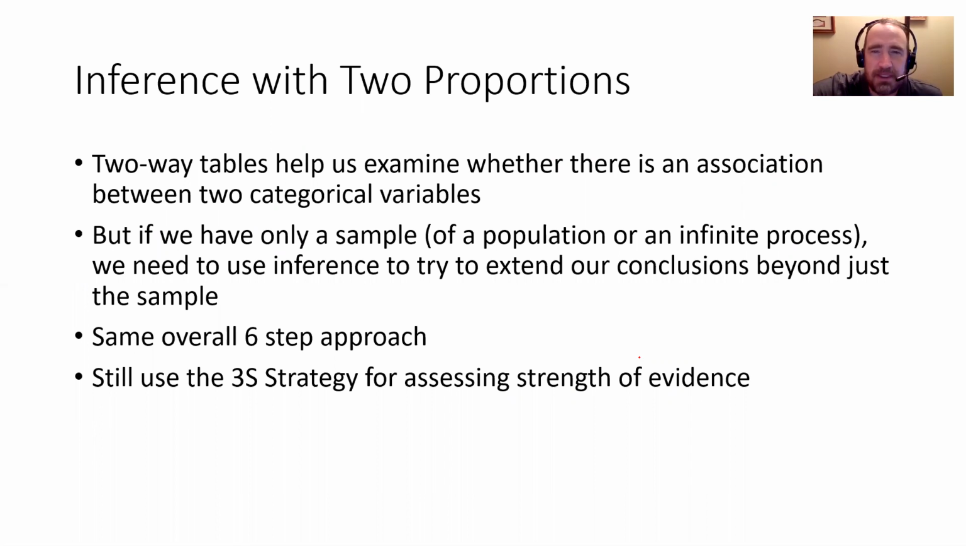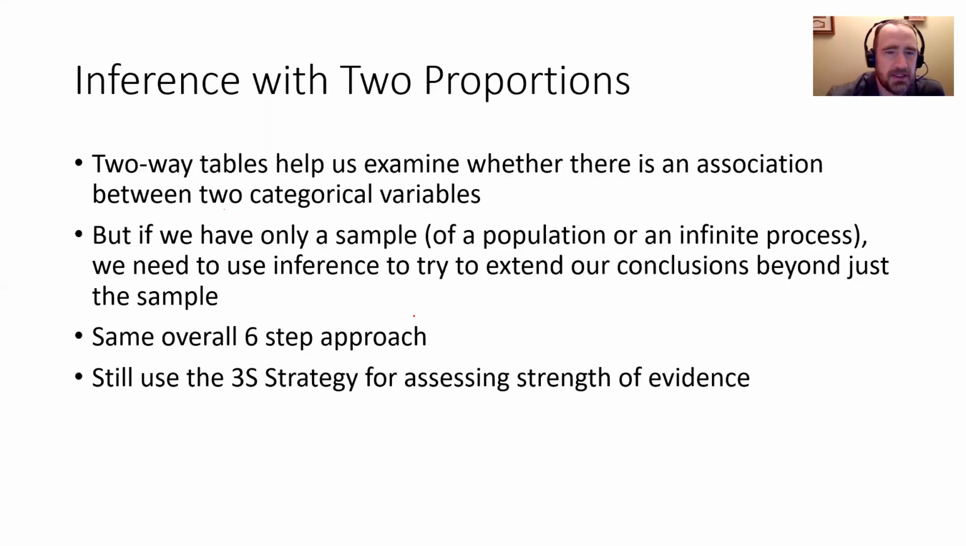Two-way tables help us examine whether there's an association between two categorical variables. If we have a scenario where we've got two categorical variables and we want to explore the data, we can look at a two-way table and think about, are those two variables associated? If we only have a sample from a population or an infinite process, we're going to need to use inference to try to extend our conclusions beyond just a sample. That's what statistical inference is. Take results from a sample, try to make conclusions about a bigger population or process.